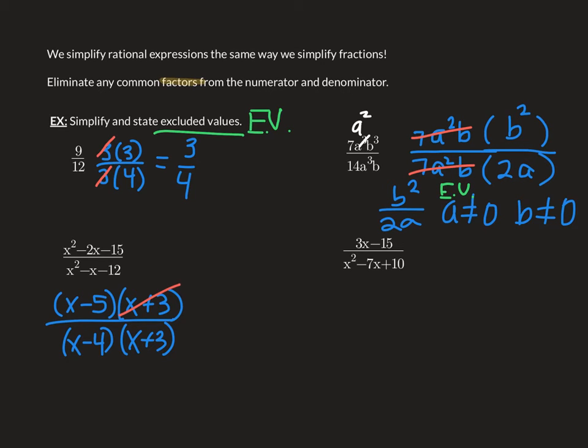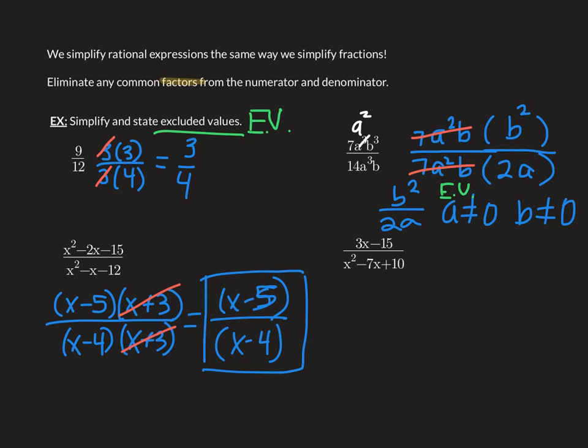I have the x plus 3 and the x plus 3, although I need to go back and think about that x plus 3 in just a moment. But when I simplify this, once those go away, once those eliminate or reduce to be 1, my final answer to this problem is x minus 5 over x minus 4. This is my final answer.